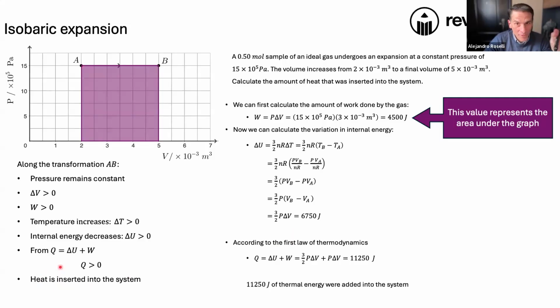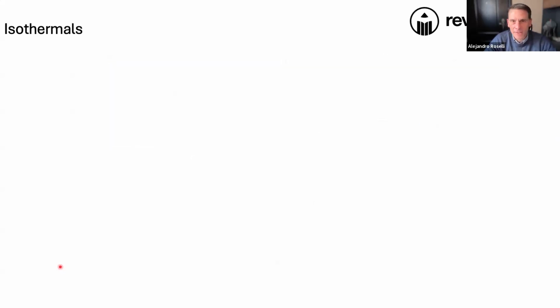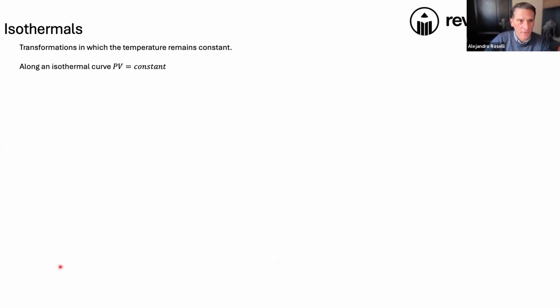Still have two more transformations to go. There's a lot of theory to cover, so I'm stepping forward. Now, isothermals. Let's first describe what isothermals are, how to spot them, and then we go into an isothermal transformation. A very simple definition: transformations in which the temperature remains constant. Kind of an obvious definition. Isothermal: iso meaning equal, thermal, same temperature.